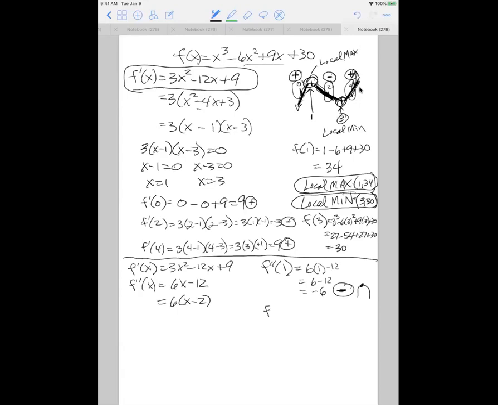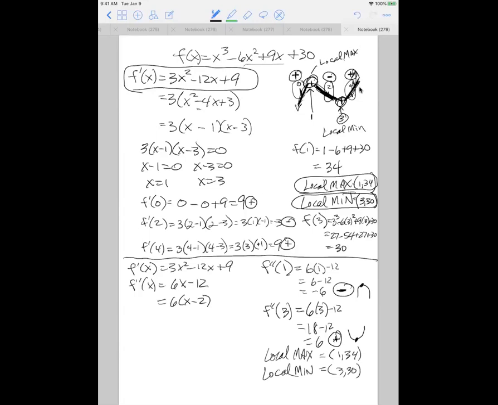And then the second derivative at the critical value 3 is 6 times 3 minus 12. That's equal to 18 minus 12, which is 6, which is positive, which is concave up, which means we've got a local min. Okay? So again, we get the same results. Local max, and you'd have to plug it back into the original function to get the value, but the local max occurs at (1, 34), and the local min occurs at (3, 30). Okay? That's finding the extrema.